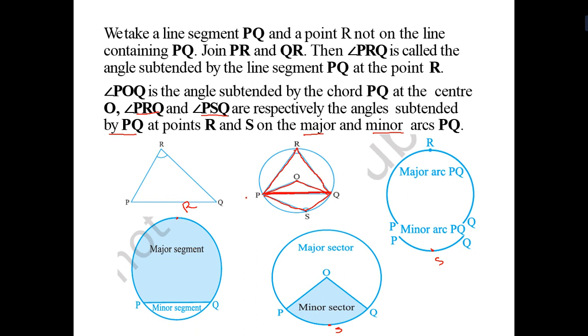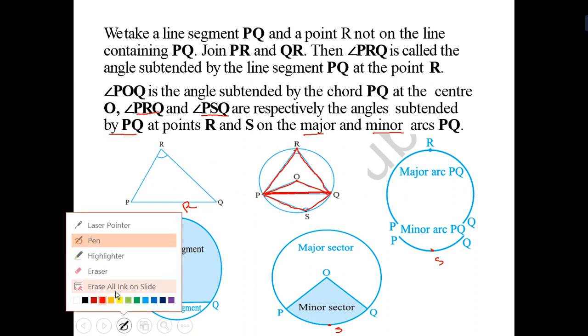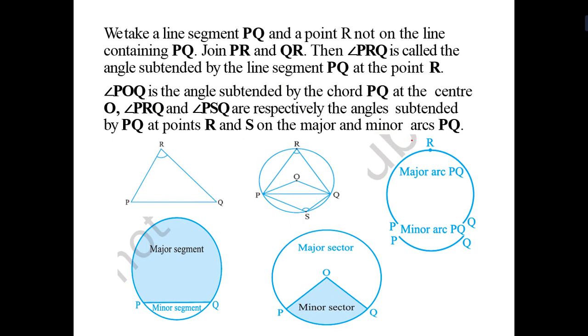So now we go for it deeply. What is a minor arc? PQ here, it is the minor arc. The remaining part, that is the major arc, related with the circumference.